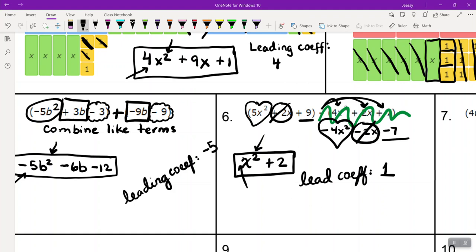If I wanted to name this polynomial, how would I name it? Using the degree and using the terms. Is it quadratic, linear, constant, exponential? What is it? It's a quadratic binomial. Quadratic because of the x squared. Binomial because I have 2 terms. Clear? All right.